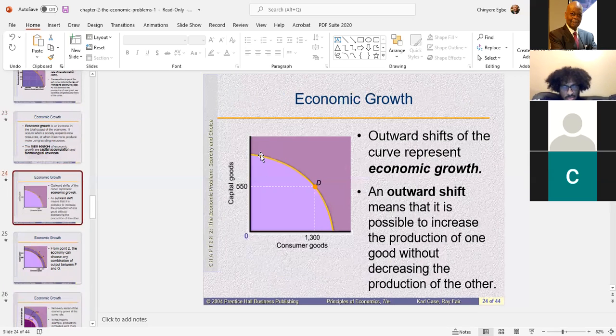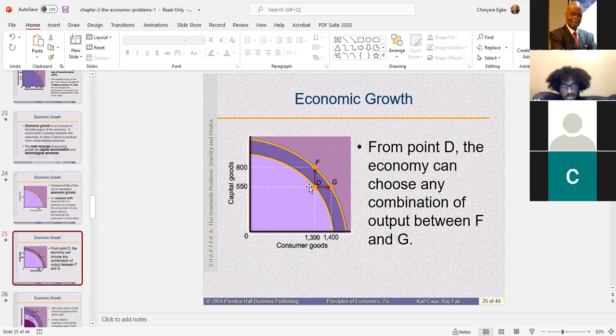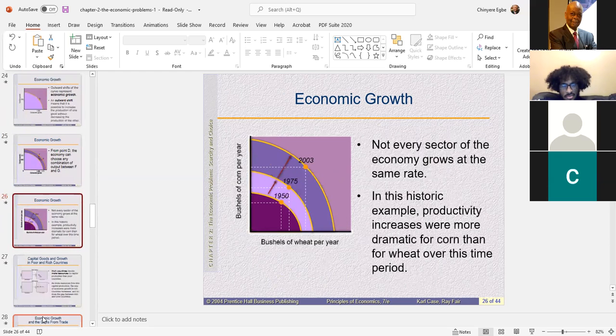When we achieve economic growth, essentially this entire curve will shift outwards. Here is an example: if you move the curve from point D to points F and G, you can see that you have achieved economic growth. You can go from point D to either F or G. And you can see the way the world has developed. In 1950, this is how much we could produce. By 1975, we could produce more. And by 2003, we could produce more. So we have been achieving economic growth.